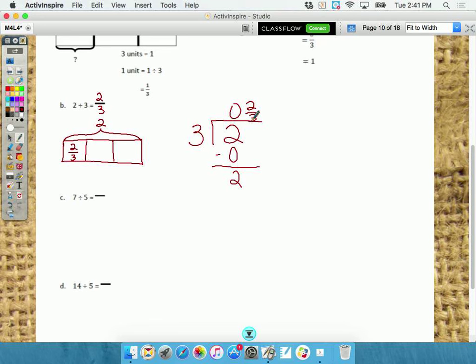Multiplication sentence. Haley, give me a multiplication sentence for this. 3 times 2/3, and we can also think of that as 3 groups of 2/3. So don't forget your equal signs. How many times will I write 2/3? 3 times.